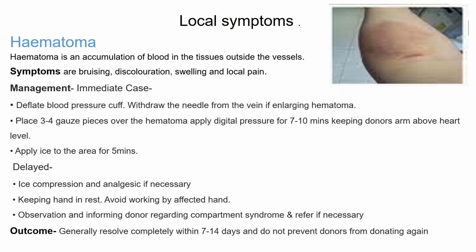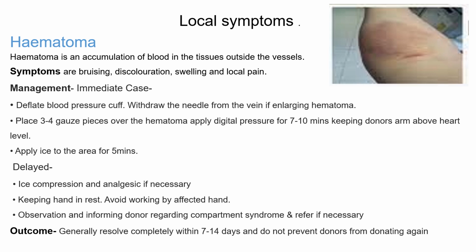Then local symptoms include hematoma. Hematoma is an accumulation of blood in the tissue outside the vessels. Symptoms include bruising, discoloration, swelling, and local pain. And how can we manage it if it is an immediate case? You have to stop the donation, deflate the cuff, remove the needle, and press the venipuncture site for at least 7 to 10 minutes by keeping a gauze piece over it. Then you can apply ice on that area for 5 minutes.